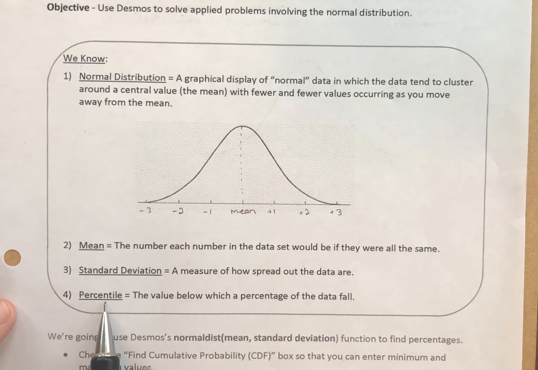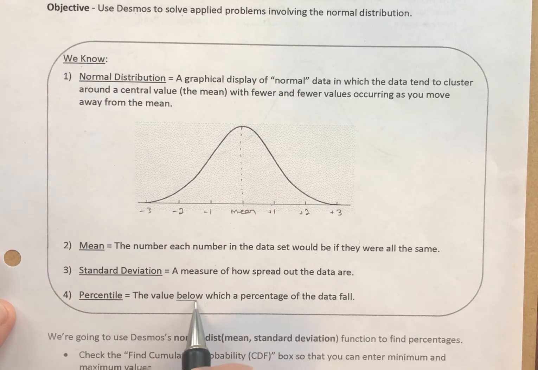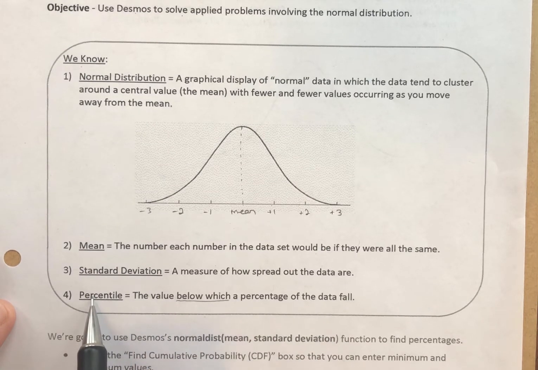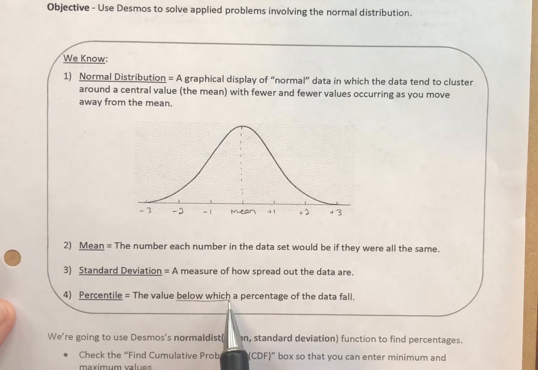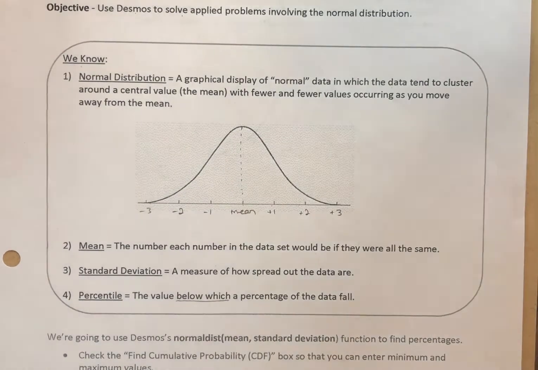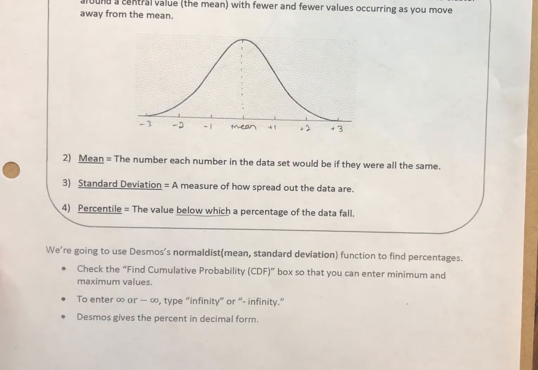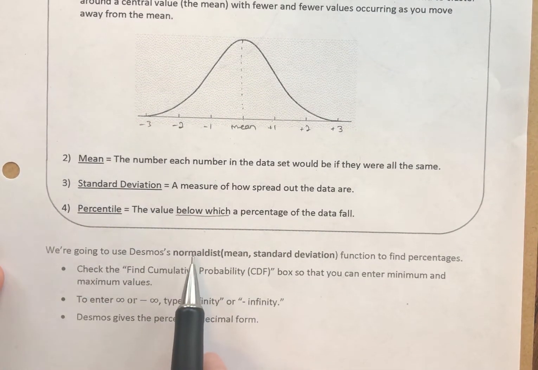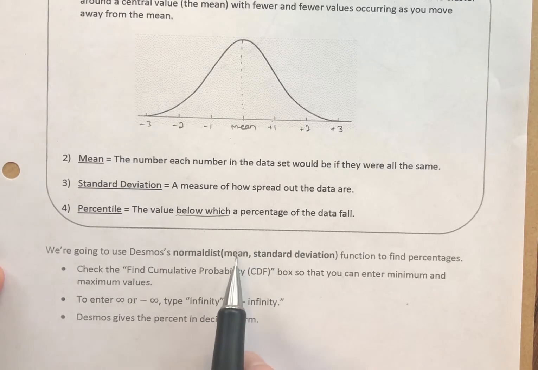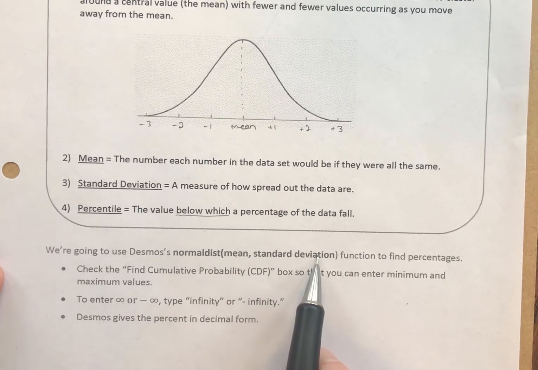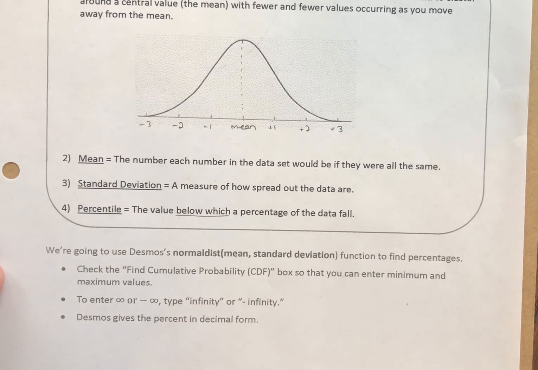We also learned what a percentile is. The percentile is the percent below, so the value below which a percent of the data fall. Now we're going to use Desmos to do all this, and let's talk about how that's going to work. The Desmos feature we're going to use is called normal distribution. Desmos calls it the normal dist. And you can enter in the mean and the standard deviation, and you can find percentages. Desmos will do it for you.